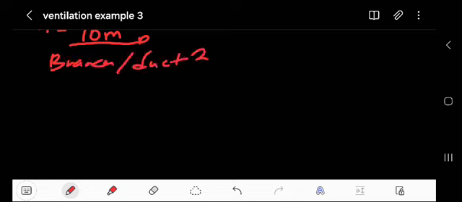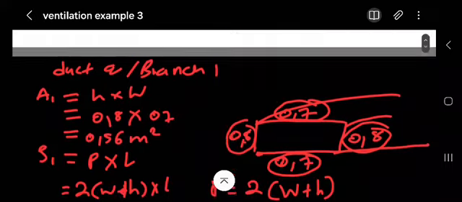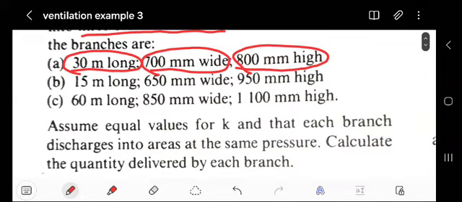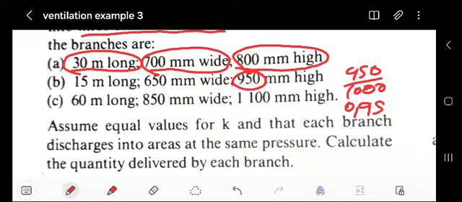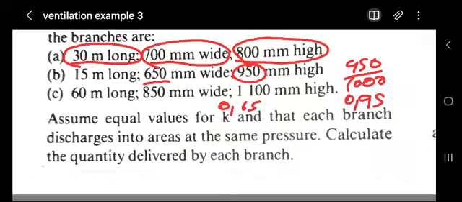Let us check for branch, or let me say duct 2. Then we'll have area 2, where we know the height of that one. It is 950, which when you divide by 1000, you'll get 0,95. The width divided by 1000 will be 0,65.